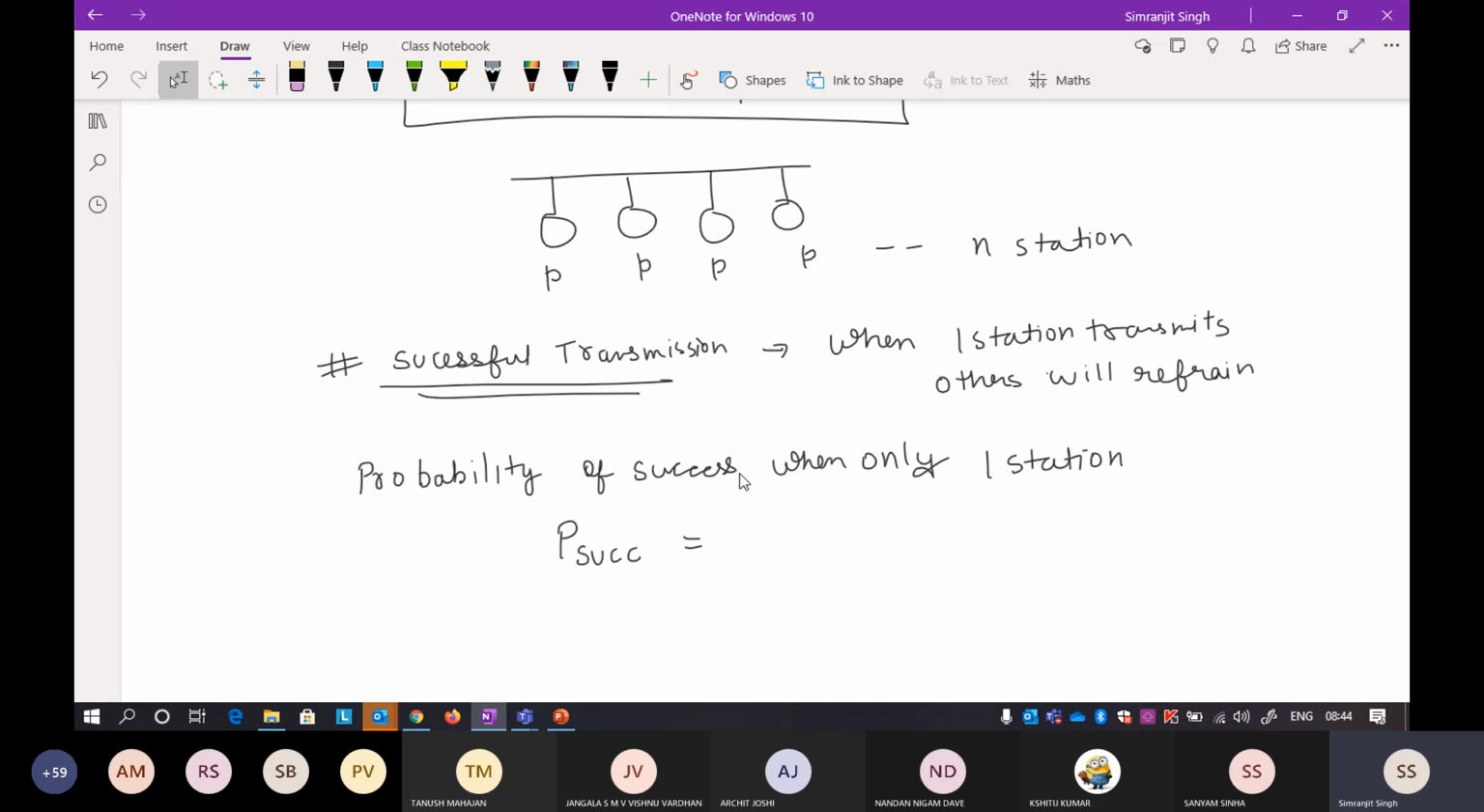So what is the probability that one station is successfully transmitting the data? There are n stations, from nC1. So from all the n stations, one station is able to transmit with probability P. This P denotes a success. P is the probability that a particular station is transmitting the data, and the remaining n minus 1 stations are refraining from sending.